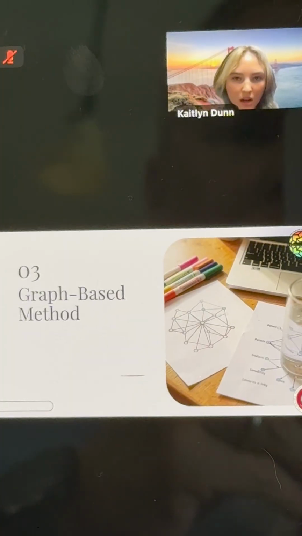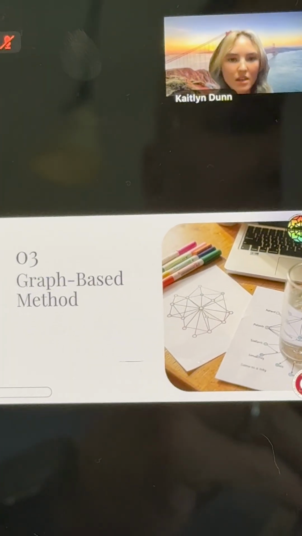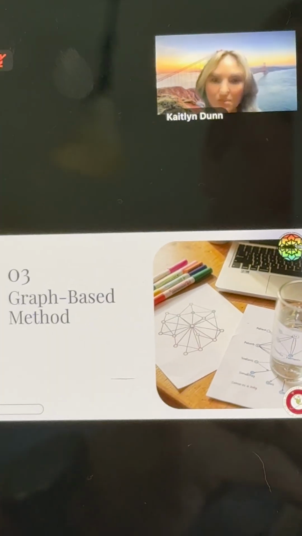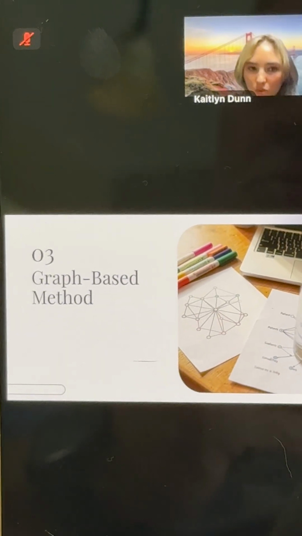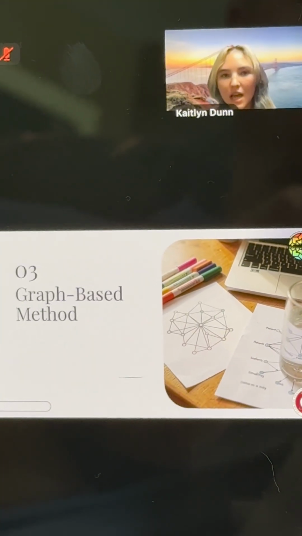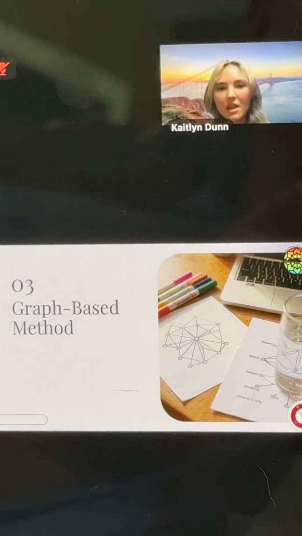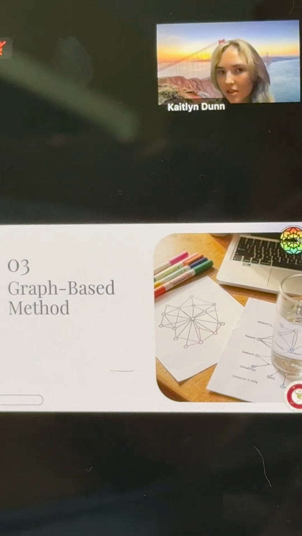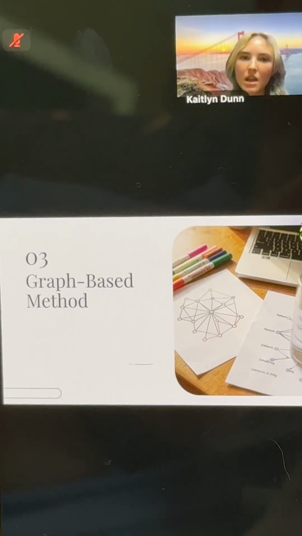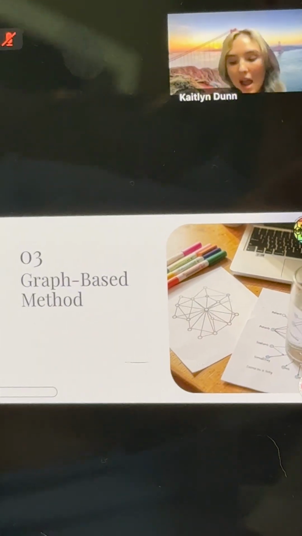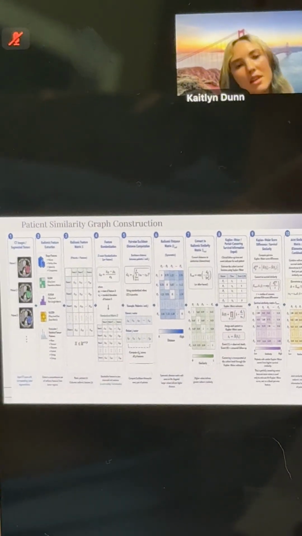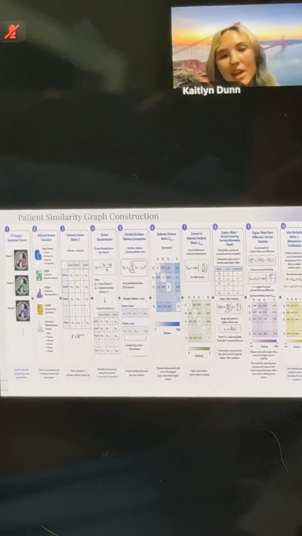So the method that I'm using to create this patient risk evaluation is called a graph-based method. And the reason why I'm using this is because the graph-based method allows the patients to be represented as they are connected to each other. And this graph connectivity can be represented as whatever you define it as. In this case, I'm going to be representing the graph connectivity as a patient similarity.